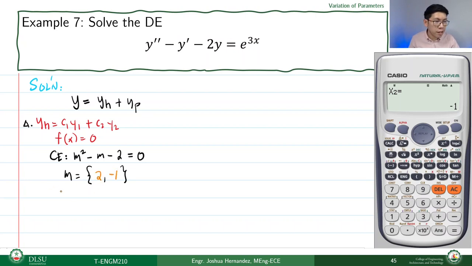So therefore, kung yan ay real, makakaasa tayo na yung ating homogeneous solution will be C sub 1, E, since case 1 ito, E raised to 2x plus C sub 2, E raised to negative x. Okay? Yan. So meron na tayong YH. Now, let's move on to the next part, which is YP.